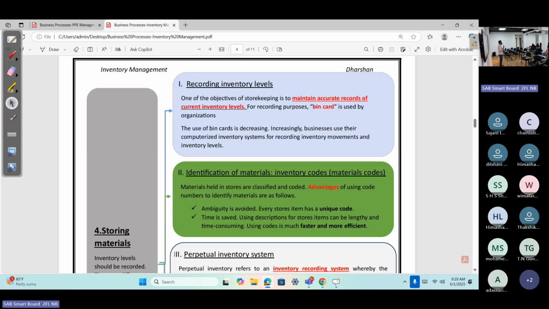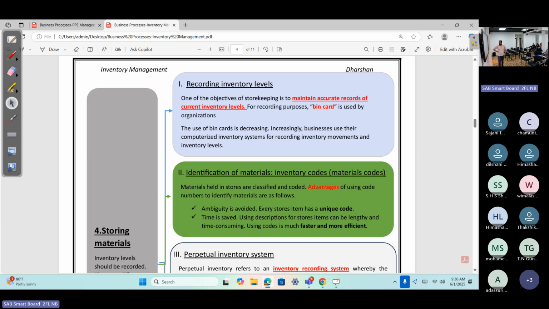So the first activity is bin card recording. Those bin cards might be physical hard copy or system generated. It depends, but nowadays most companies use system generated bin cards. One of the objectives of storekeeping is to maintain accurate records of current inventory levels. That's why I said 100 in, 20 out, 80 as of today's inventory level at the store. For recording purposes, the bin card is used by the organization. Clear?